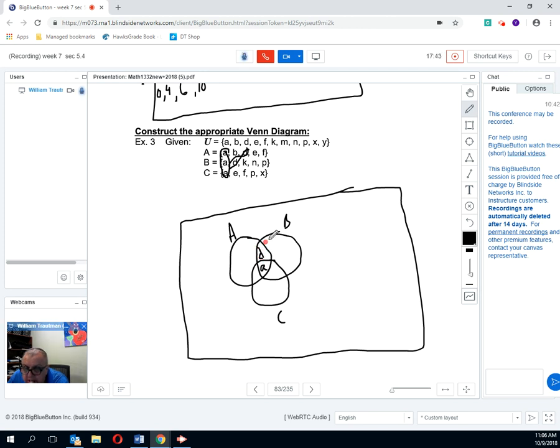Do you see? Only A and B. It's not in common with C. So D is with A and B. Is there anything in common between B and C? Yes. Between B and C, we have a P in common. So we put a P here between B and C.